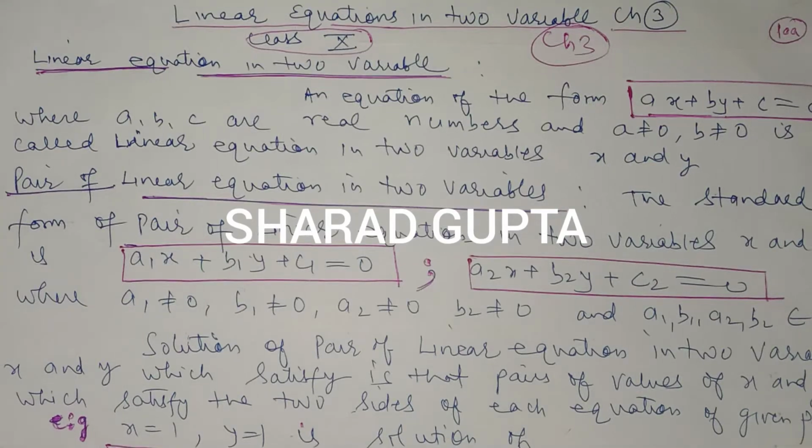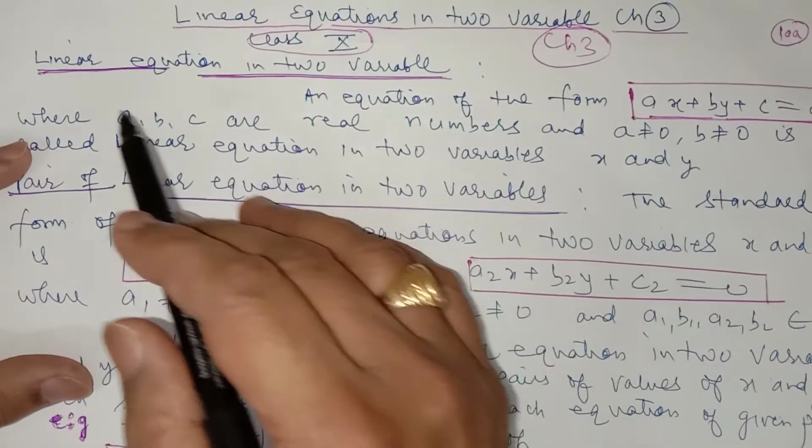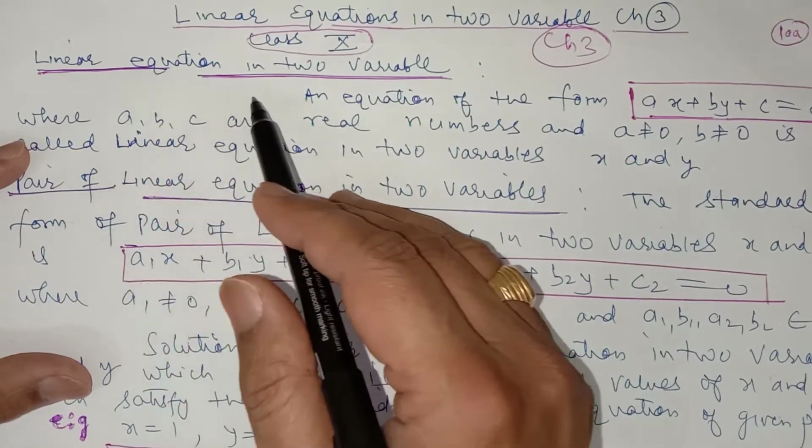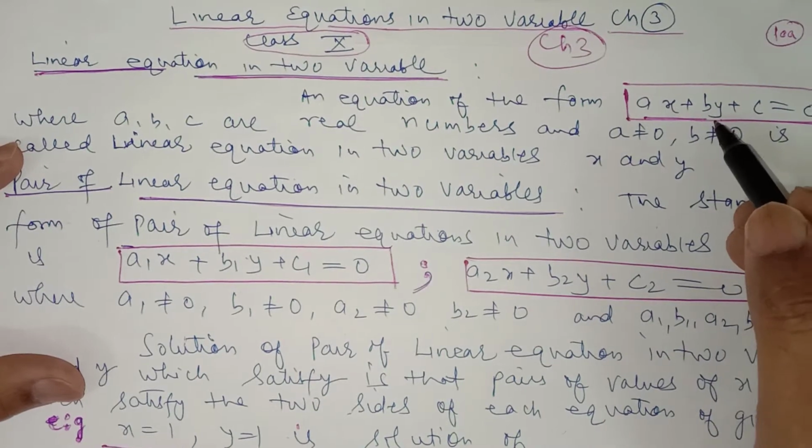Hello, this is lecture number 1 for the chapter Linear Equations in Two Variables, or Simultaneous Equations, for class 10th. First of all, let's discuss what a linear equation is. A linear equation means an equation which has degree 1. Degree 1 means the power of the variable is 1.